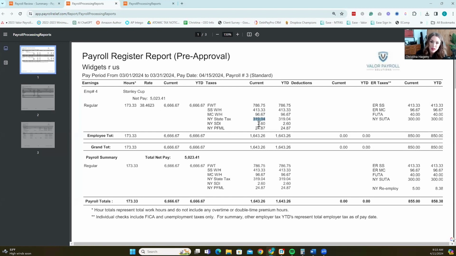And in this example, we have New York, so we have state disability and New York paid family medical leave as well. Over here on the right, we have a couple of other employer taxes. One is federal unemployment tax, and that is going to be 0.6% on the first $7,000 that you pay yourself. So the cap here is going to be $42.